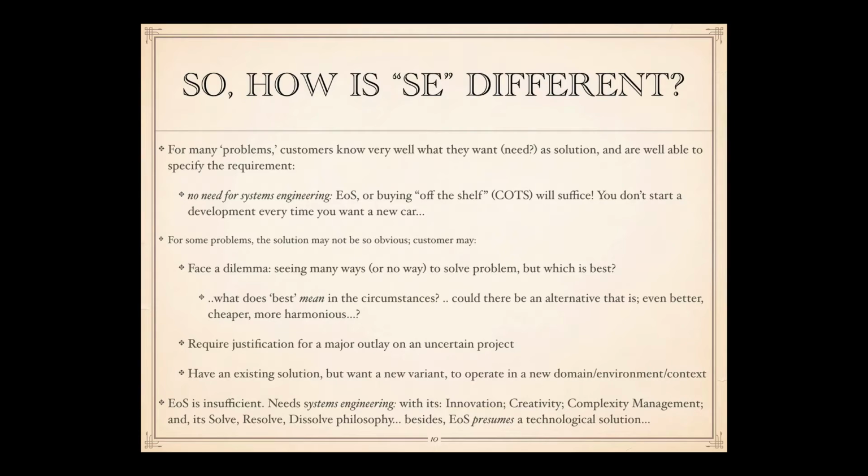The customer may have an existing solution but want a new variant to operate in a new domain, environment or context. In all of these and many other similar cases, engineering of systems is insufficient. You need systems engineering with its innovation, creativity, complexity management and its solve, resolve, dissolve philosophy. Besides, engineering of systems presumes a technological solution which may not be required.